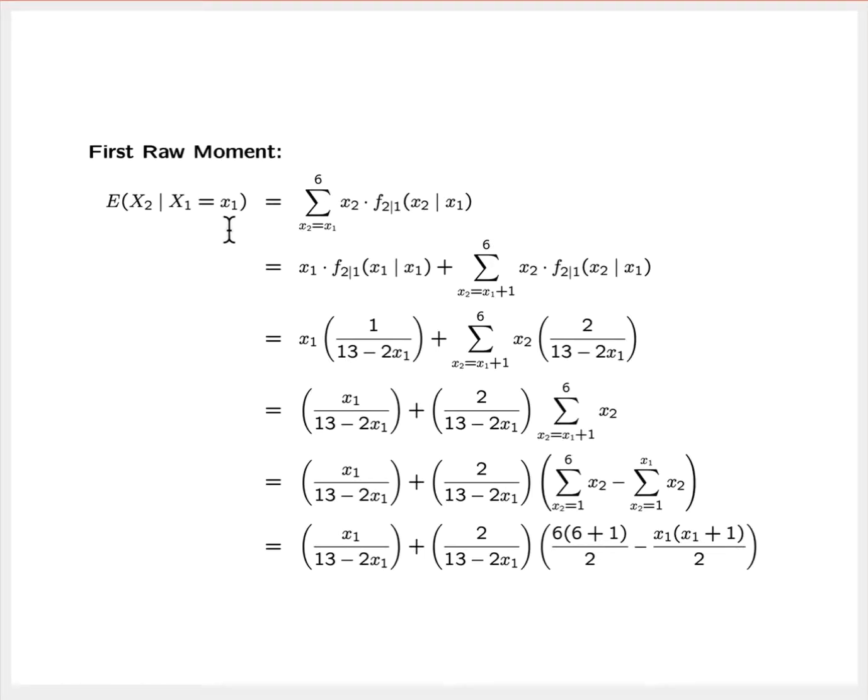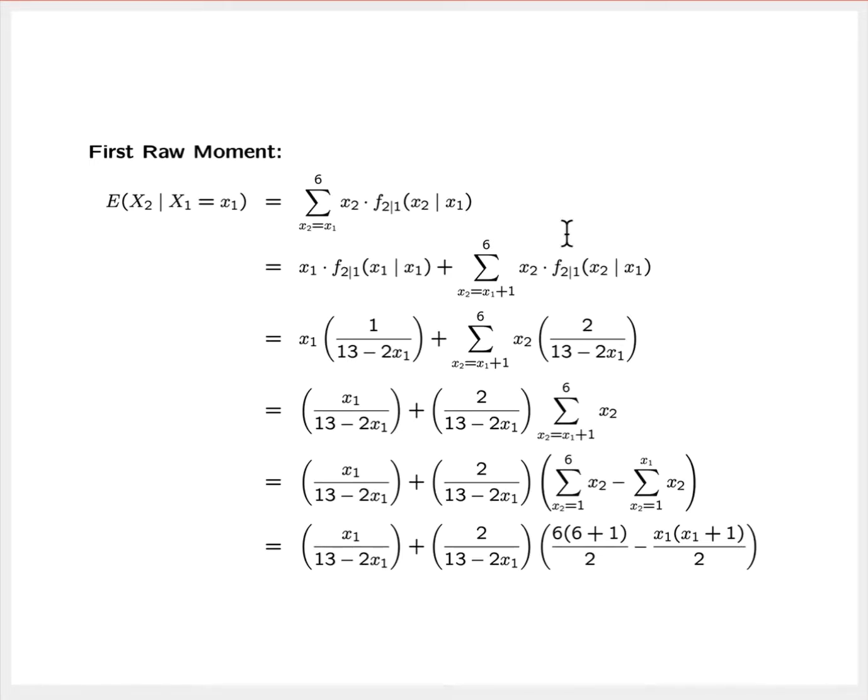And so, again, we're going to first obtain the first raw moment, the expected value of x2, given that x1 is equal to some value in its sample space. And what I'm going to do here is decompose this sum into the first term in that sum, and then the last terms. And the reason we're doing this, again, is because when x2 is equal to x1, then the PMF evaluates to 1 over 13 minus 2 times x1. And for values of x2 that are strictly greater than x1, the conditional PMF evaluates to 2 over 13 minus 2x1.